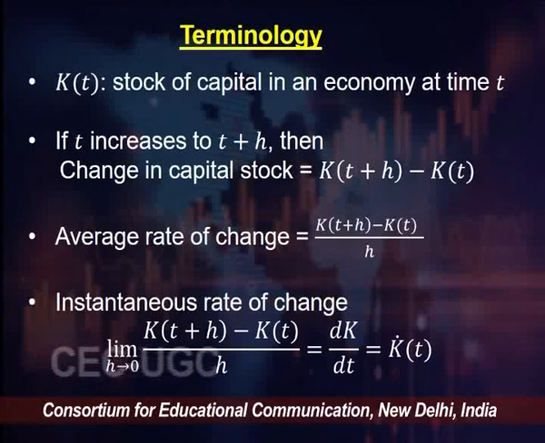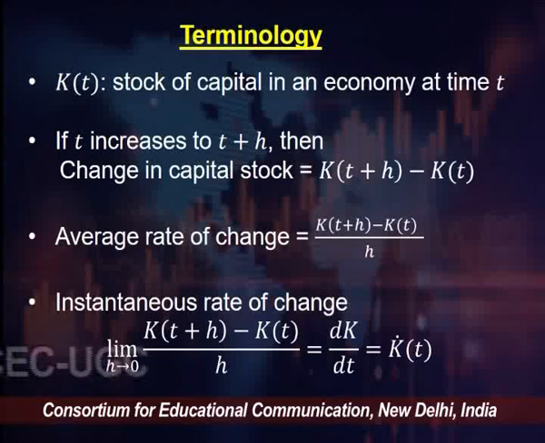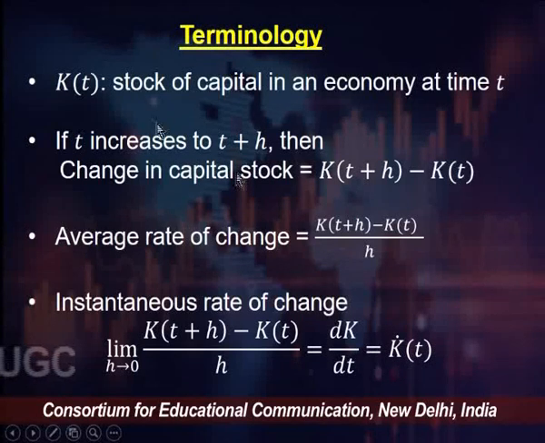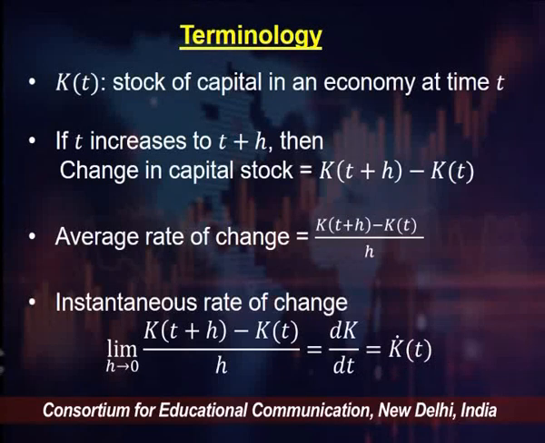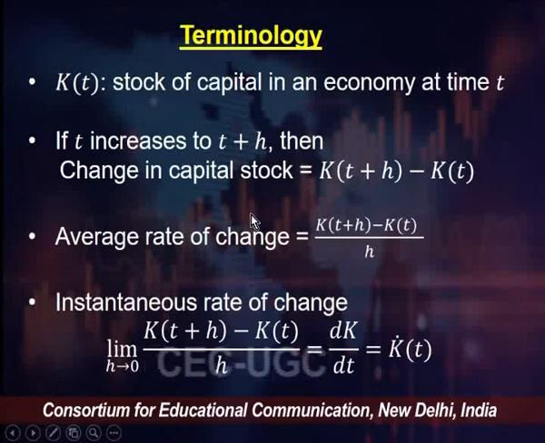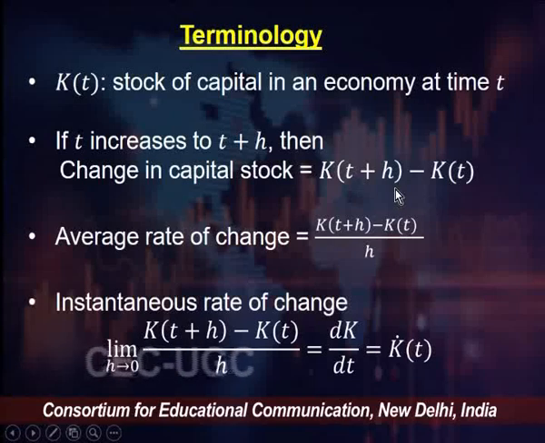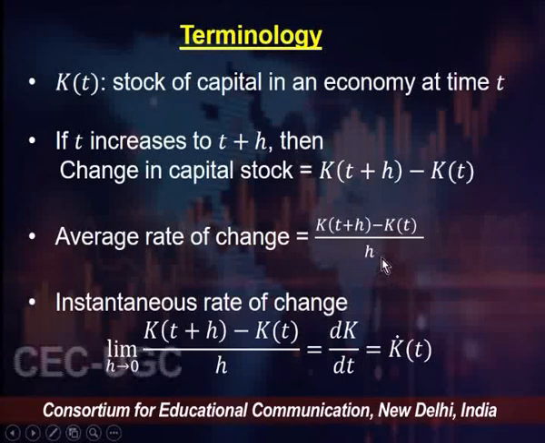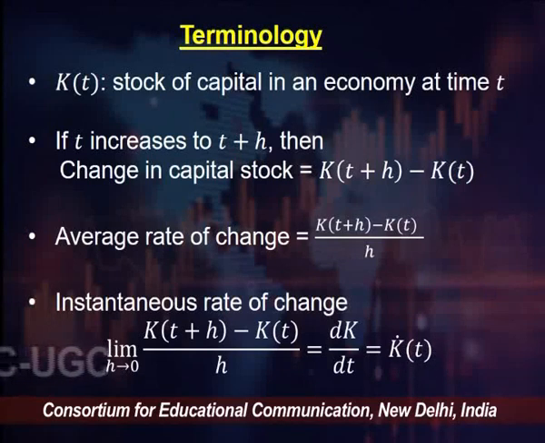In this case, we'll take K of t, which is the stock of capital in an economy at time t. With reference to this, I'll give you the formulas for all the rates of change that we have looked at so far. With K of t being the stock of capital in an economy at time t, let us suppose t increases to t plus h. Then the change in the capital stock is given by K of t plus h minus K of t. This is the absolute change in the capital stock between time periods t plus h and t. Here the time span we are covering is h, and the average rate of change is then defined as K of t plus h minus K of t divided by h. We are averaging the entire change in the numerator over that time span h. So that is the average rate of change.